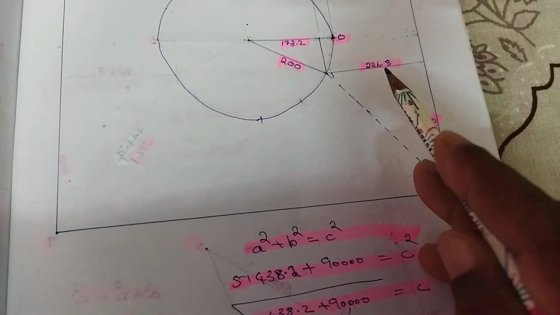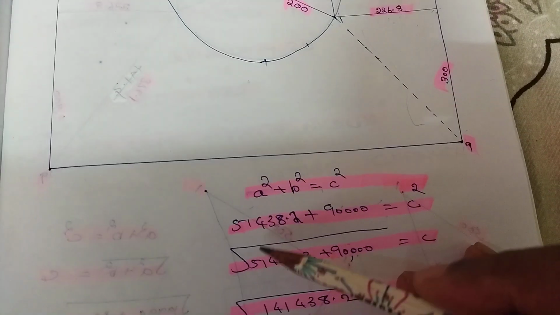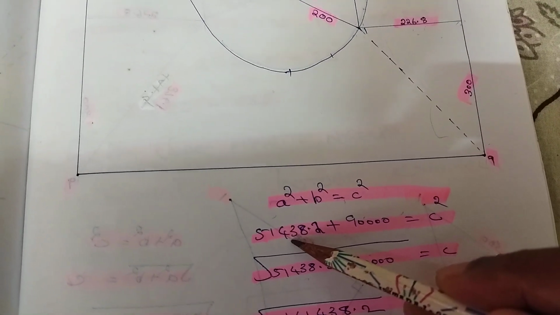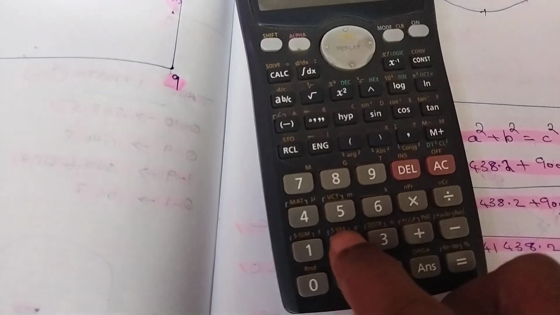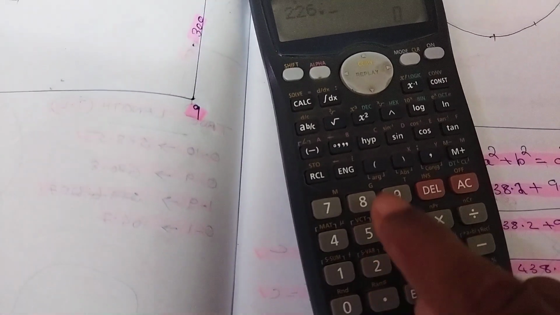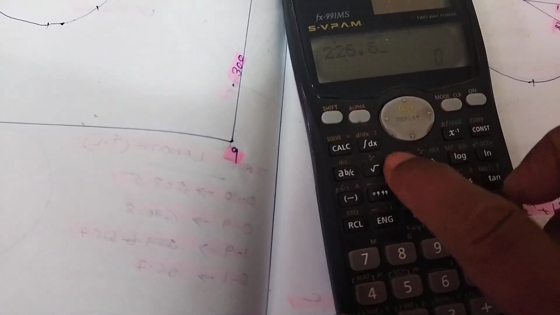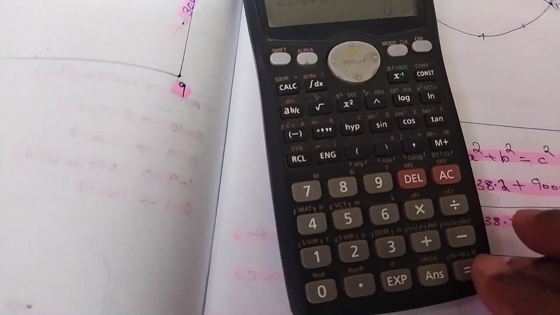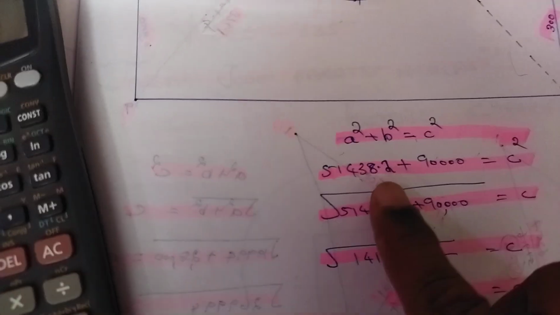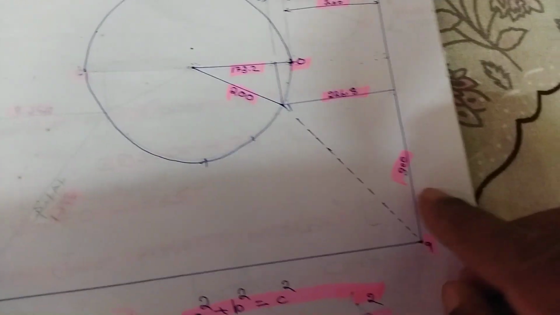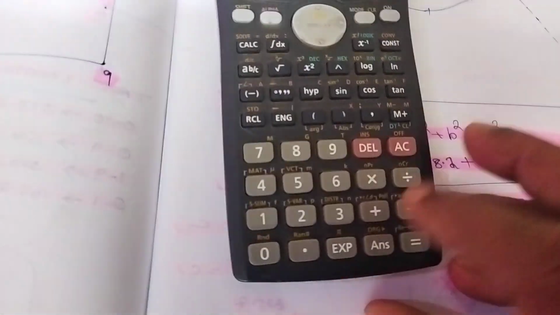A square. 226.8 square is this much. Take your calculator and calculate 226.8 square. It is equal to 51,438.2. And 300 square, there is no need for you to calculate in your calculator.